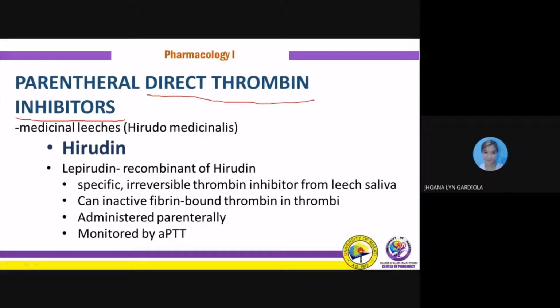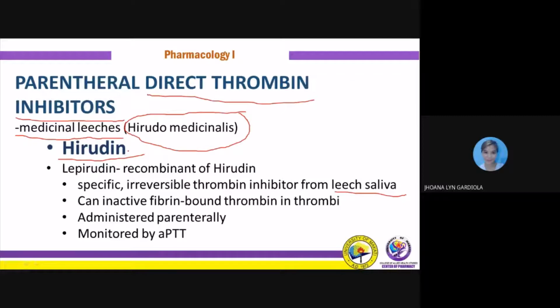DTI was first isolated from the saliva of leeches. And these leeches are called medicinal leeches or Hirudo medicinalis. So, paano nga ba yun nangyari? So, from the saliva of leeches, we will be able to find thrombin inhibitor, which is the hirudin.